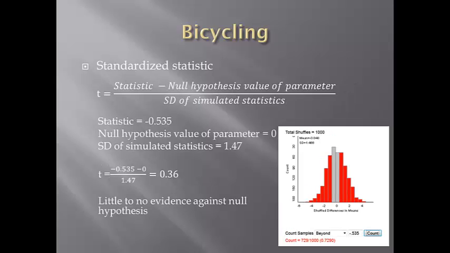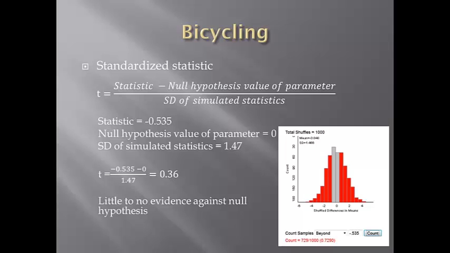We can also compute a standardized statistic. In this case, the standardized statistic is a t-statistic. To find that, it's the same method we've seen before. You take your observed statistic minus the null hypothesis value of the parameter divided by the standard deviation of the simulated statistics. In this case, the statistic is negative 0.535.